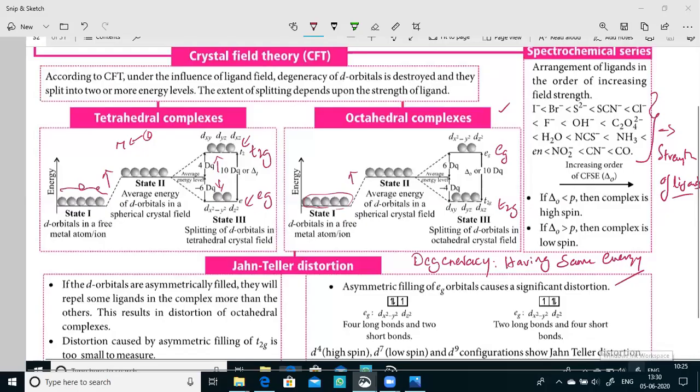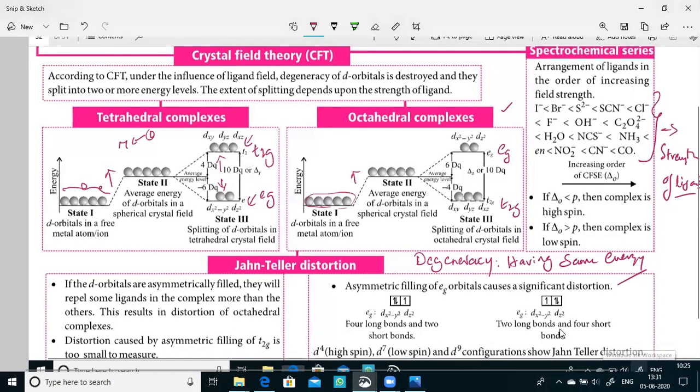Fine, students. See here, which is the strong ligand among these? CO is a strong ligand. This is a strong ligand, which is placed at the right side of the spectrochemical series. And I minus is a very weak ligand.